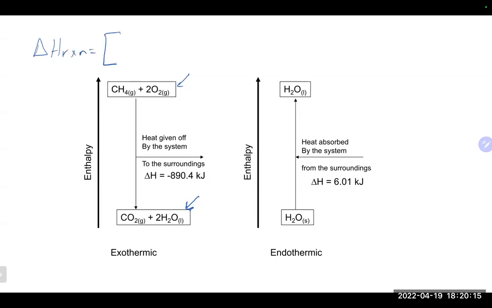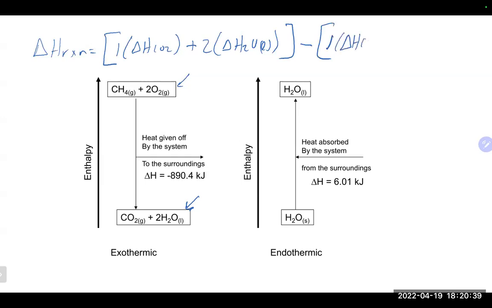We would take the products, which is our CO2. There's only one, times the delta H for the CO2 in the gas phase that you would look up, plus 2 times our delta H in the liquid state for water. That takes care of all the delta H's for our products. We would then subtract 1 times the delta H for our CH4, plus 2 times the delta H for our O2 that you would look up. In this case, you get something like minus 890.4 kilojoules in this process.